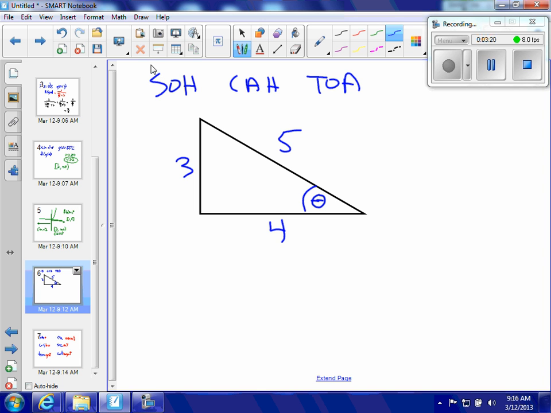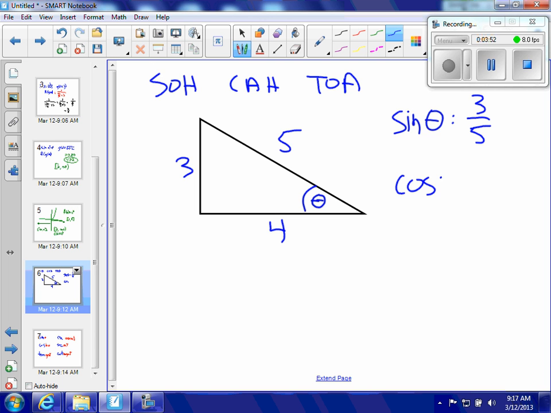And so, Sarah, can you tell me what sine theta is? 3 over 5. So sine is opposite over hypotenuse, the side opposite the angle over 5. We good with that? So sine is all a ratio of sides of a right triangle.